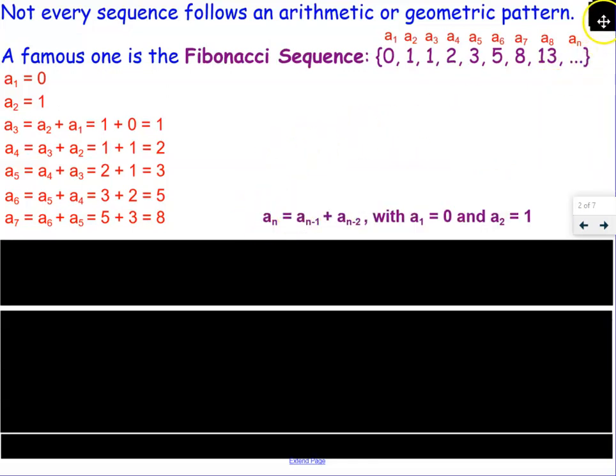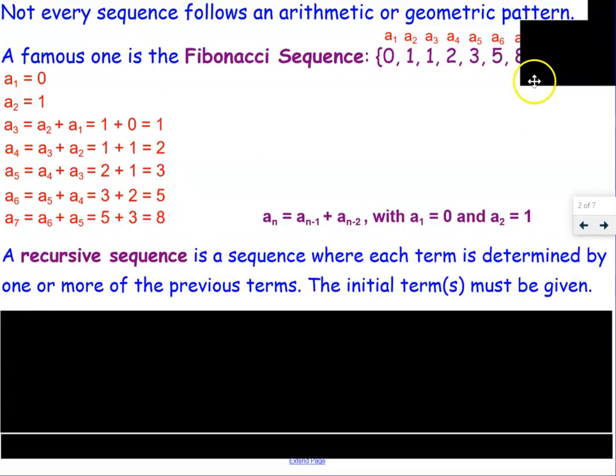So here's the actual formula. The term you want will be the term before that plus the term before that. So the two previous terms, and they give you the starting two numbers. Otherwise, you couldn't start. So that is an example of a recursive sequence. That is a sequence where each term is determined by one or more of the previous terms, and the initial term or terms must be given.